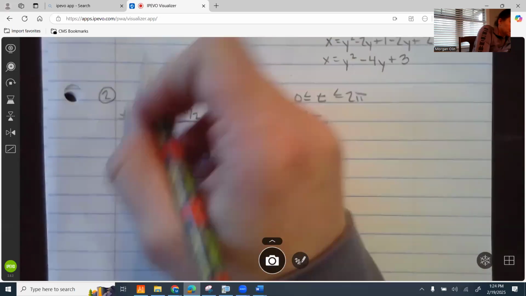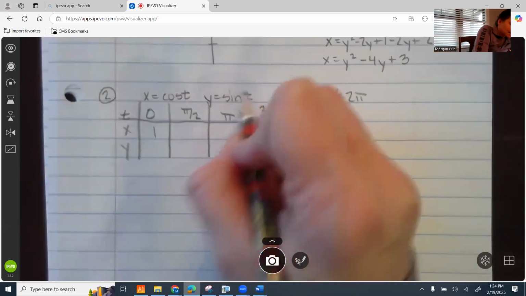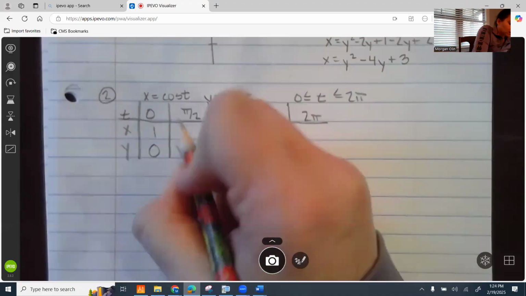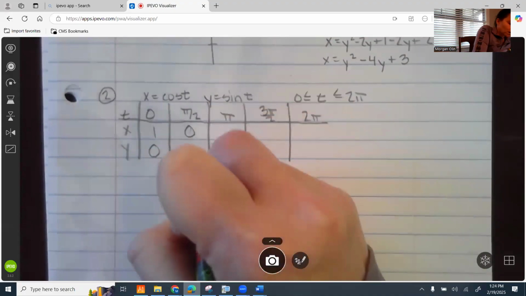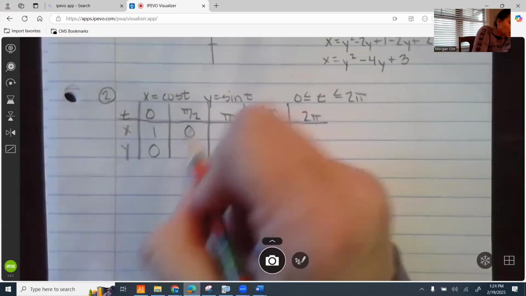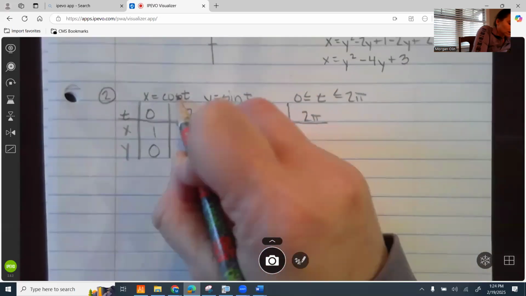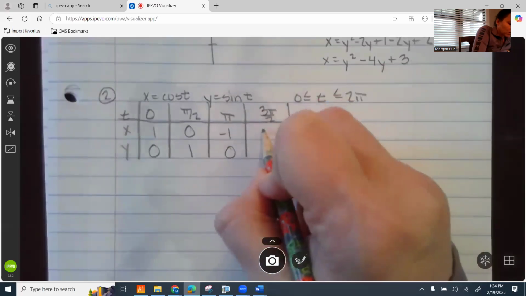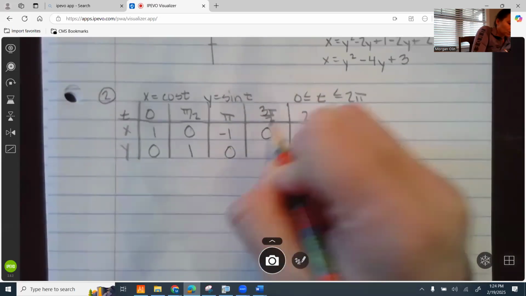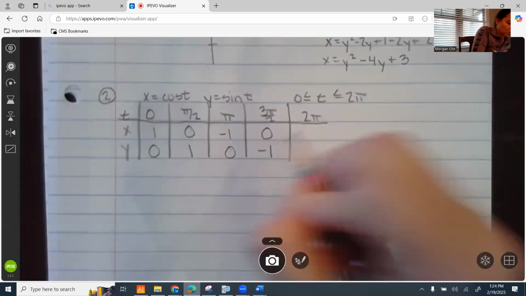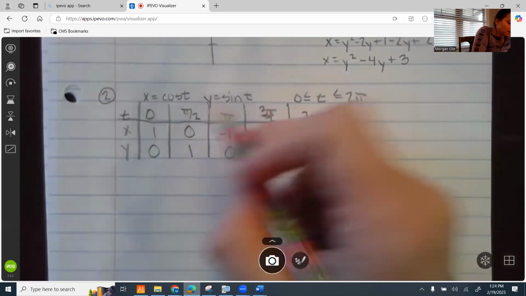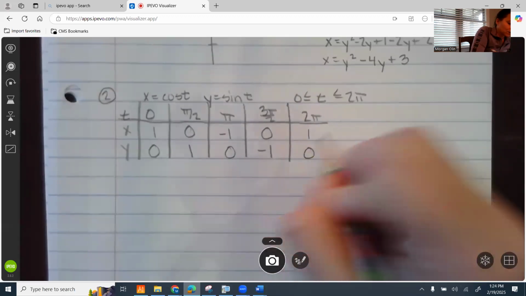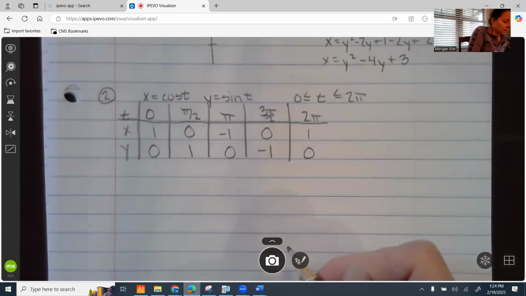So here, cosine at 0 is 1. Sine at 0 is 0. Cosine at pi over 2 is 0. Sine at pi over 2 is 1. Cosine of pi is -1. Sine of pi is 0. Cosine of 3 pi over 2 is 0. Sine of 3 pi over 2 is -1. And at 2 pi, cosine of 2 pi is 1, and sine of 2 pi is 0. So here we go.